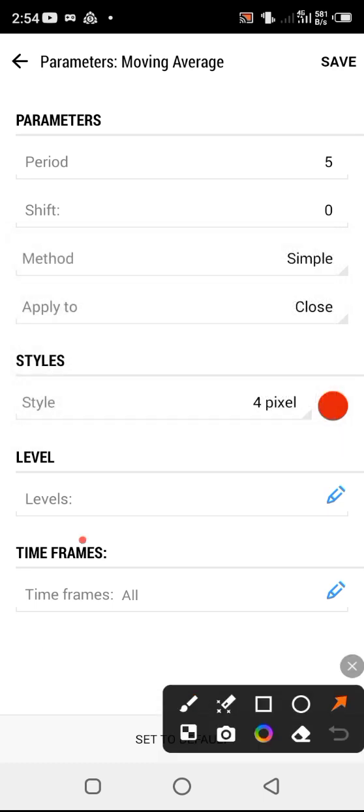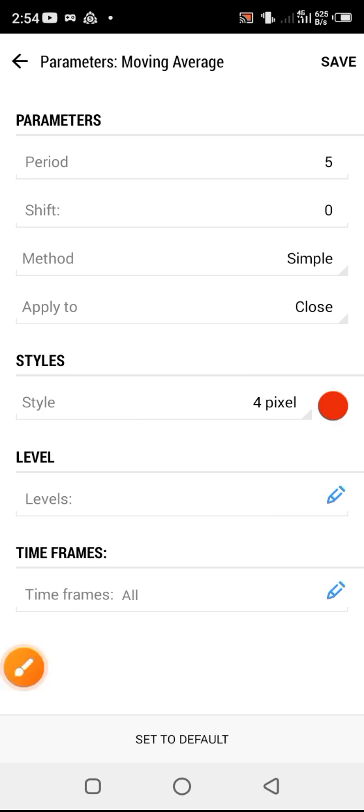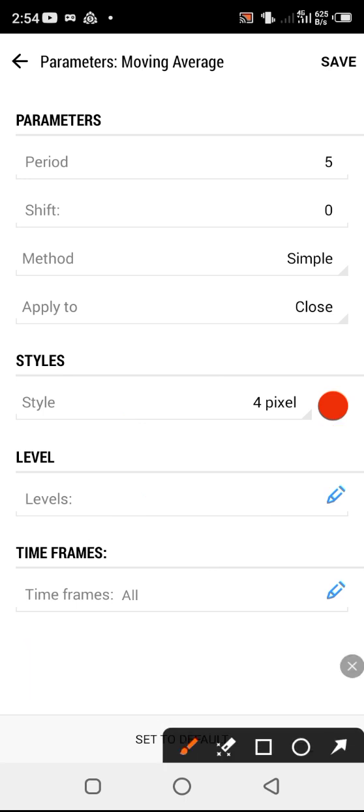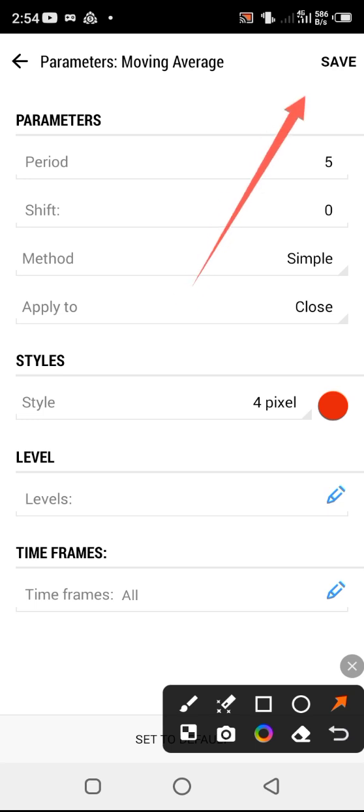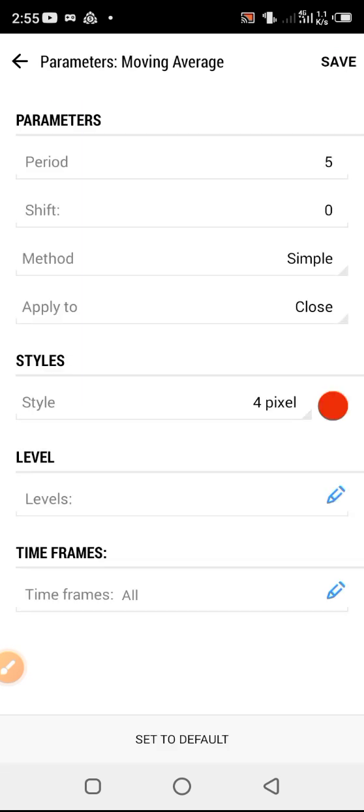Next, this should be 4 pixels so that it will be very clear. Your color should be red and you should have apply to close. That's the very first thing you should do. Once you have all of these, you click on save at the top. So right now it is already on your chart, but don't leave this interface yet because you are going to add another moving average. So you click on F plus again.